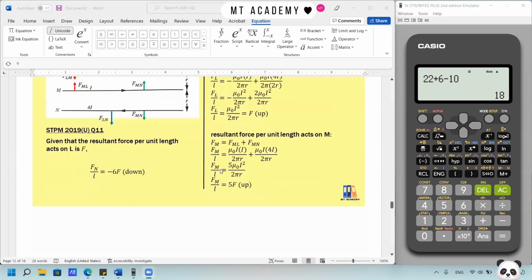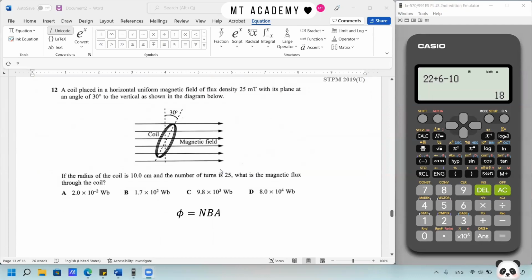So we're going to skip this one and move to question 12. A coil is placed in a horizontal uniform magnetic field of flux density 25 millitesla with its plane at an angle 30 degrees to the vertical, as shown in the diagram below. This is quite dangerous if you don't observe the angle carefully. The radius is 10 centimeter, the number of turns is 25, and what is the magnetic flux through the coil?